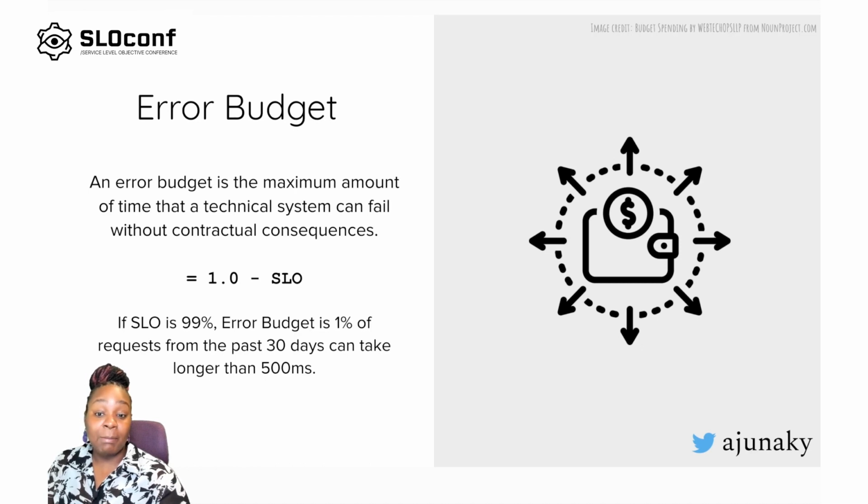So if we have 1 million requests over the past 30 days, a 99% SLO will give us a budget of 10,000 errors over that period.